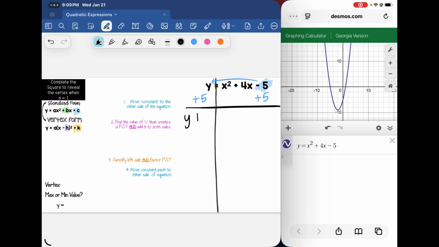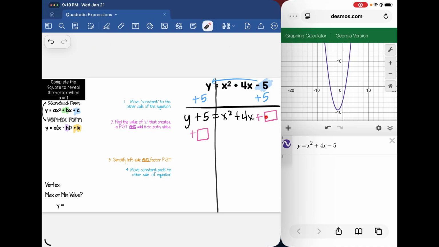So this is going to give me y plus 5 because I can't combine them because they're not like terms. What are we going to bring down? X squared plus 4x. And I get to create me a perfect square trinomial. All right. How are we going to find the C value that will give me a perfect square trinomial? I'm going to take half of my B value. So half of 4 is 2. And what is 2 squared? 4.